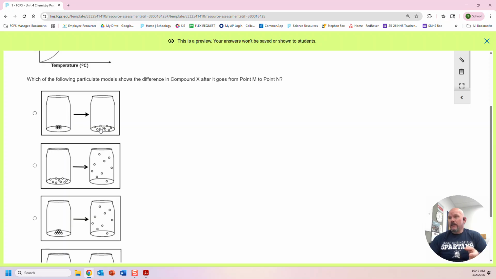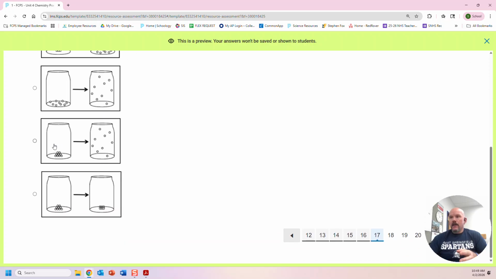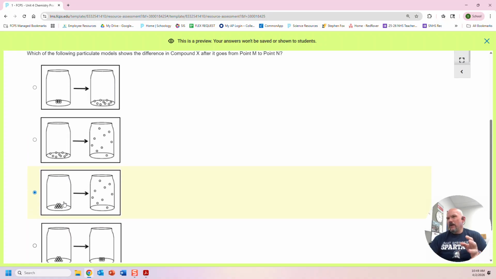So here's a solid, but that might be more of a liquid. This is liquid to gas, probably. Here's solid to gas, so that's the right answer. This might be solid to solid. This picture, if it was like this, I would say would be melting, solid to liquid. This would be vaporization, liquid to gas.